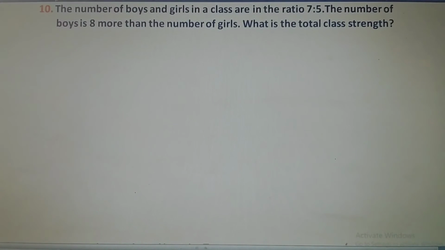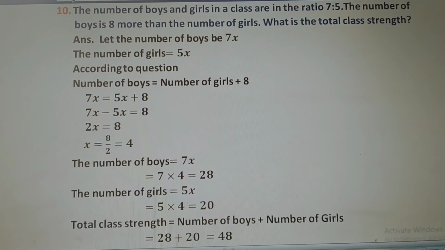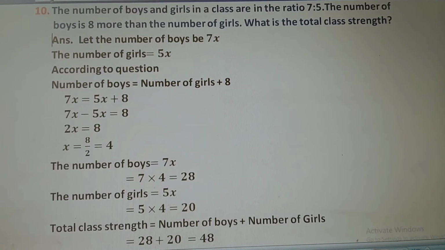10th question is, the number of boys and girls in a class are in the ratio 7:5. The number of boys is 8 more than the number of girls. What is the total class strength? In this question, the number of boys and girls ratios are given, that is 7:5. And the number of boys is 8 more than the number of girls. We have to find out total class strength. Let the number of boys be 7x. The number of girls equals 5x.